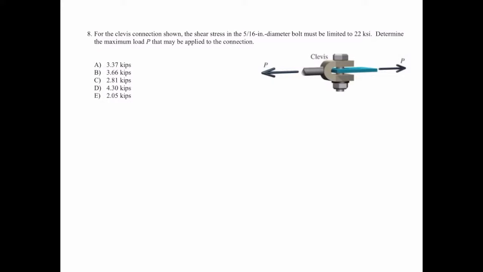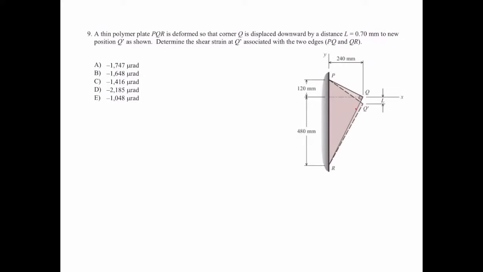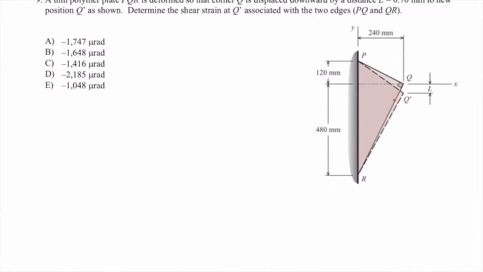Design equation. I guess I solved this in one of the sections, so let's talk about this one. All right, I actually solved a problem similar to this in the class, but here I just rotated the triangle 90 degrees. Let's see what we have here. A thin polymer plate PQR is deformed so that corner Q is displaced downward by a distance L equal to 0.7 millimeter. Determine the shear strain at Q associated with the two edges PQ and QR.